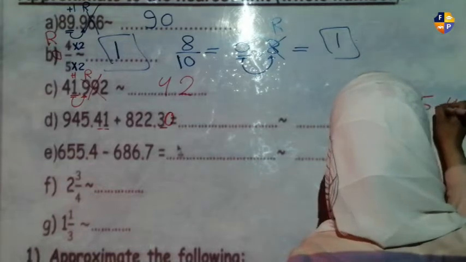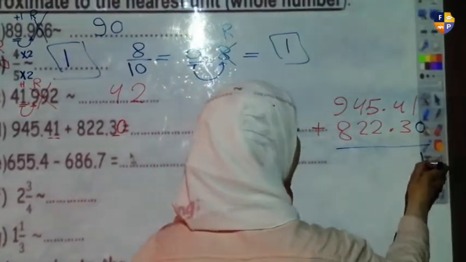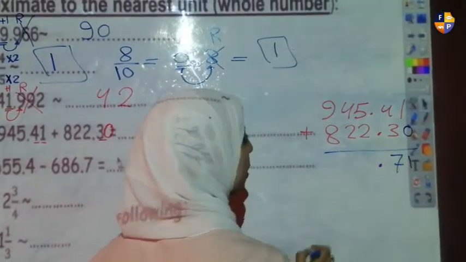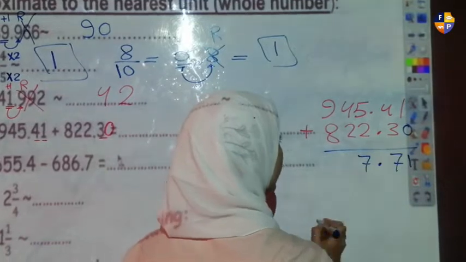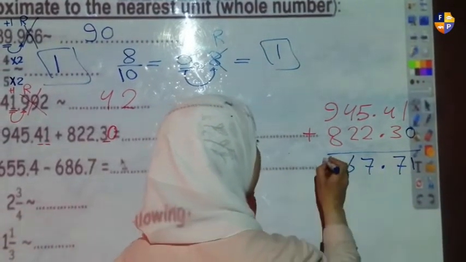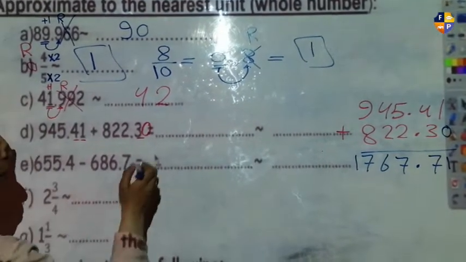945.41 plus 822.30. Start from the right. 1 plus 0 equals 1. 4 plus 3 equals 7. Then put the decimal point. 5 plus 2 equals 7. 4 plus 2 equals 6. 9 plus 2 equals 17. Okay. And write the sum here.